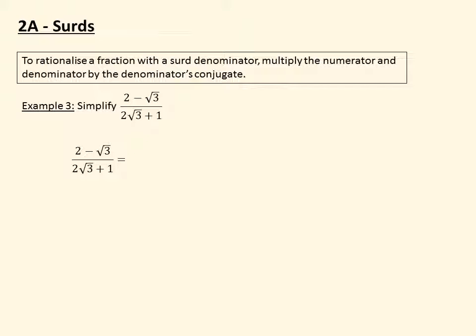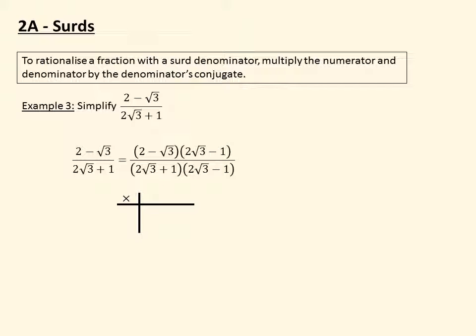The conjugate of the bottom is 2 root 3 minus 1. So we multiply the top and the bottom of the fraction by this number. We're going to do each multiplication in a grid. The first one is 2 minus root 3 multiplied by 2 root 3 minus 1. If we multiply this out and then write the terms down, we can collect the rational and irrational terms, and we get minus 8 plus 5 root 3.